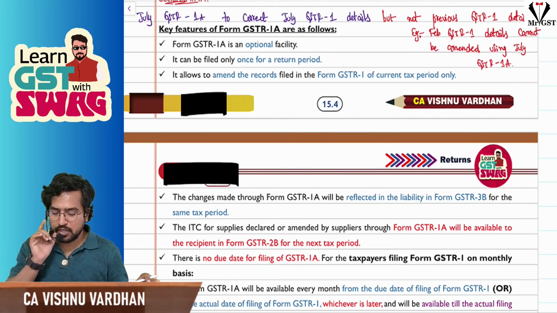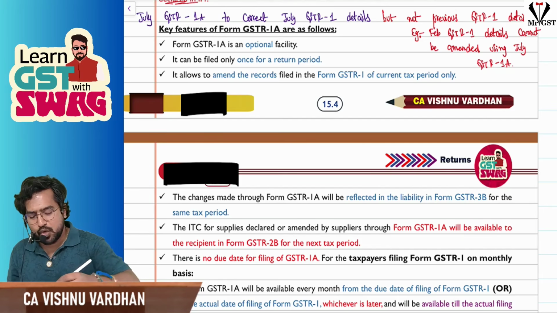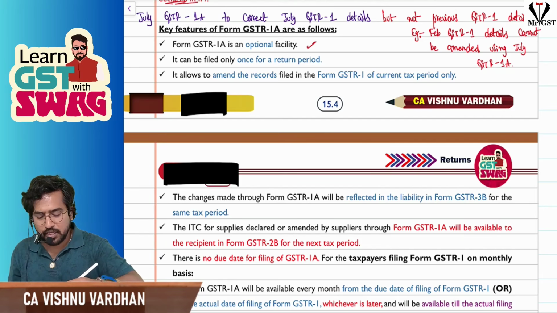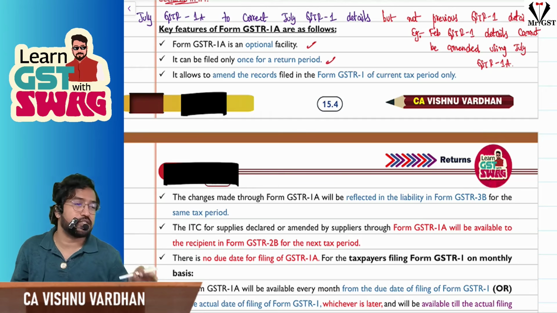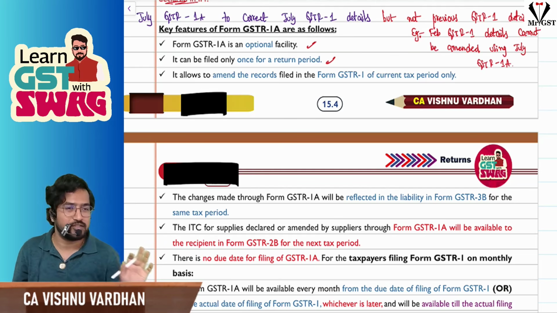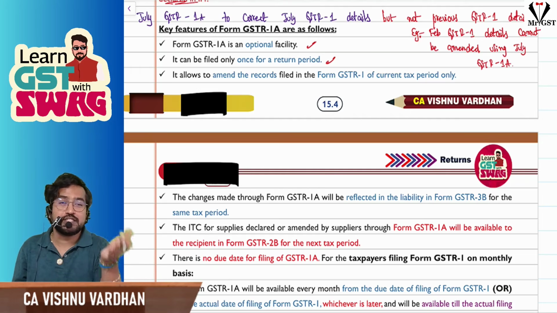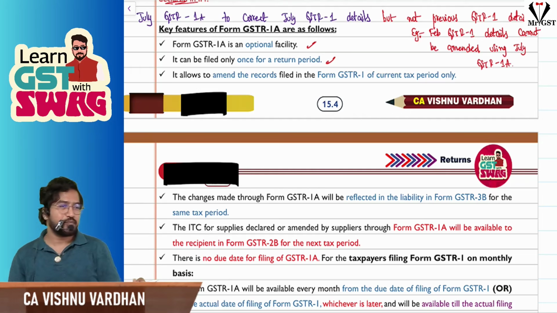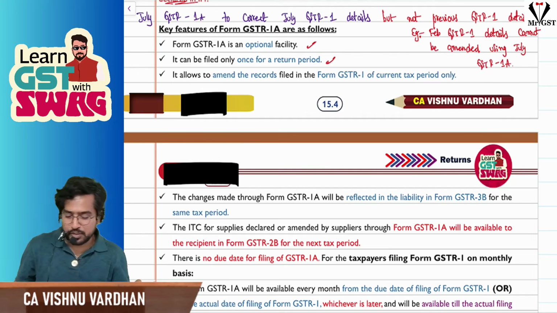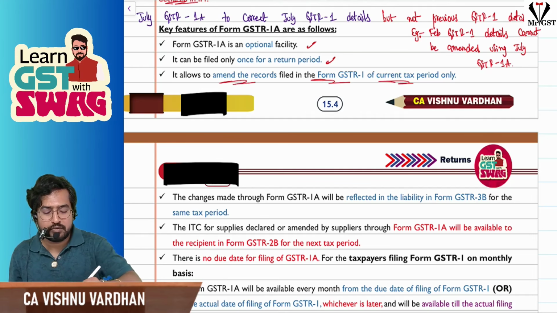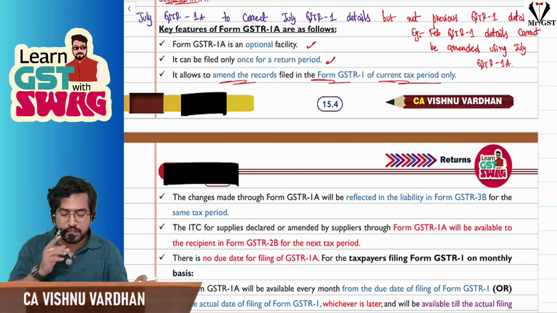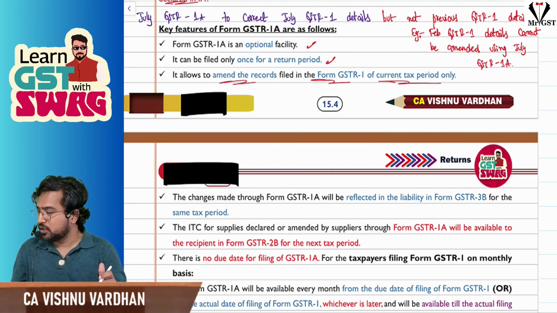Shall we continue? As you all know, this 1A is optional and this can be filed only once. Sir, in July GSTR 1A also I made a mistake, sir. Next month only you correct it. You cannot again file GSTR 1A for GSTR 1A. So that is not possible. It allows to amend the records of the form GSTR 1 of the current tax period only. Shall I scroll my copy down?